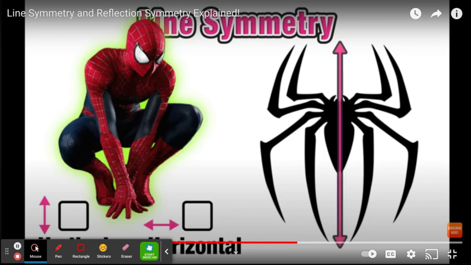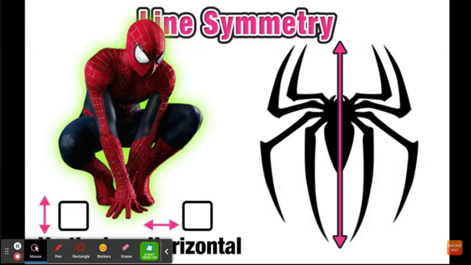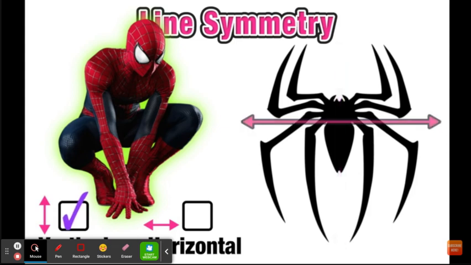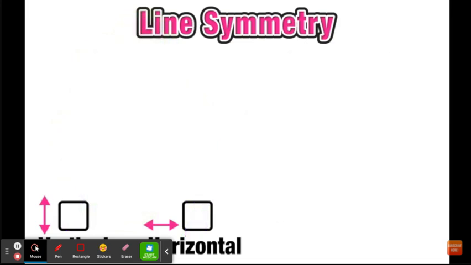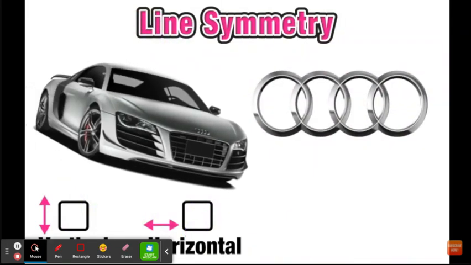Get it? So what do we think? And now what about horizontal line symmetry? Okay, next we're going to look at the Audi automobile logo. Does this image have vertical line symmetry? What about horizontal line symmetry?